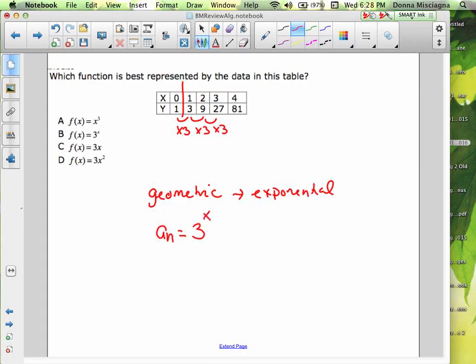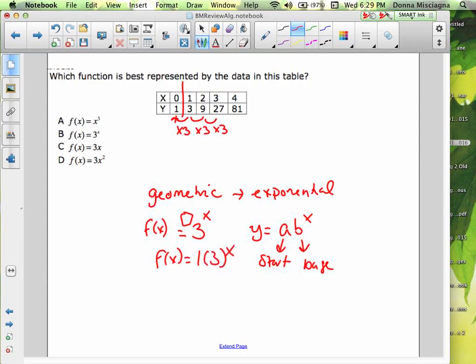Now we just have to figure out our a term. Okay? So our starting value. Because this isn't a true geometric, our exponentials are in the format y equals, and actually I won't put a_n, I'll put f of x, equals a b to the x, where b is your base. It's what you're multiplying by each time, your ratio, and a is your start. Okay? So your start, when it's an exponential, is the value of y when x is 0. So when x is 0, y is 1. So our starting term is 1. So f of x equals 1 times 3 to the x, which is the same as 3 to the x. And B is the correct answer there.